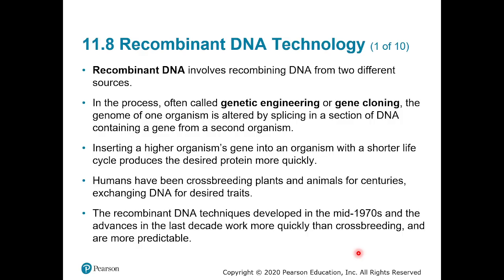Okay? So recombinant DNA, this is going to involve recombining DNA from two different sources. And so this is where genetic engineering and gene cloning have come from. It's a genome of one organism that is going to be altered by typically splicing in DNA from another organism to give it the proteins from that organism. Whether that is the DNA from just other humans because you're lacking a DNA and that's why you have genetic disease, or whether that's DNA from something else to produce something that kills a bacteria or kills a virus, okay, or makes you more resistant.